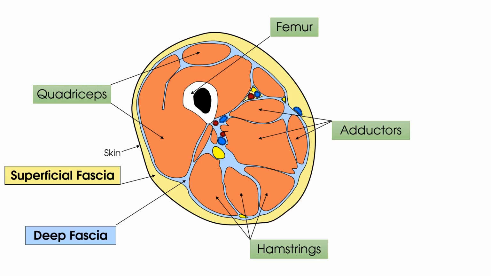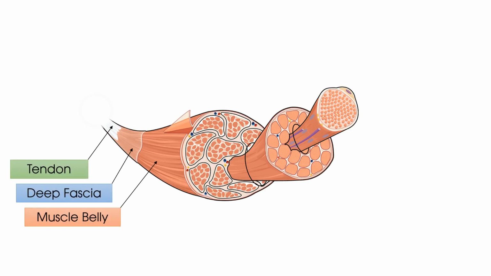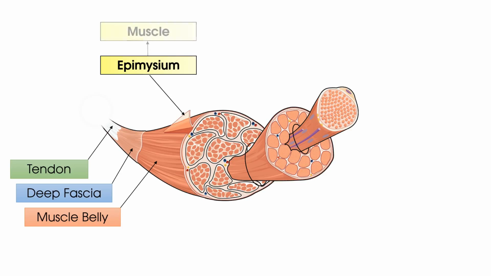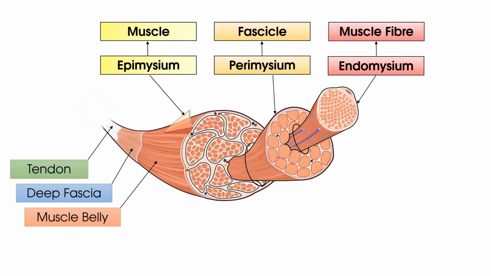So if we were to now pull out one of the hamstring muscles and just look at it, you can divide muscles into 3 macroscopic layers. To orientate you, we have the tendon, deep fascia and muscle belly. The 3 connective tissue layers to know about are the epimysium, which surrounds the entire muscle and is the outermost layer. Then we have the perimysium, which surrounds 10 to 100 muscle fibers and separates them into bundles called fascicles. And then we have the endomysium, which separates each muscle fiber from one another.